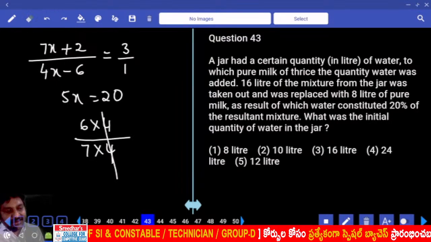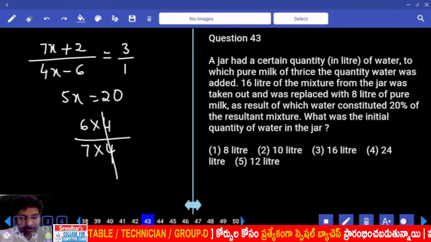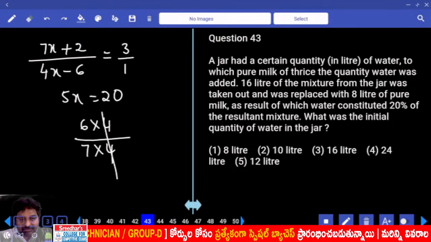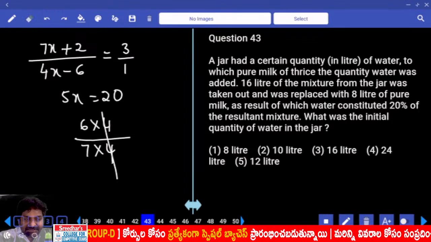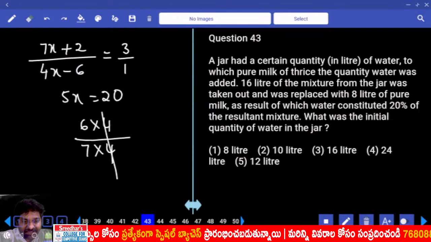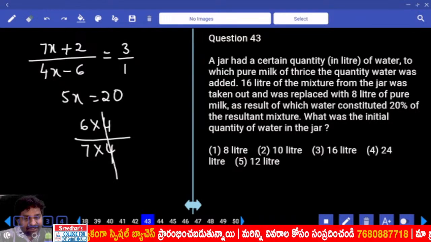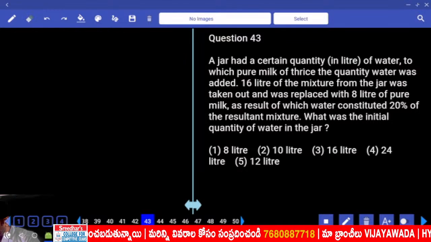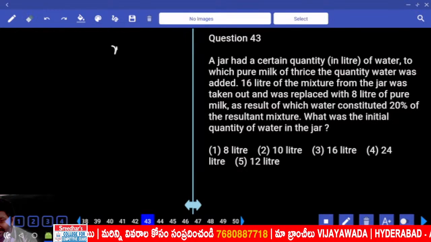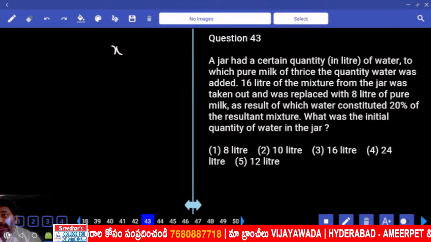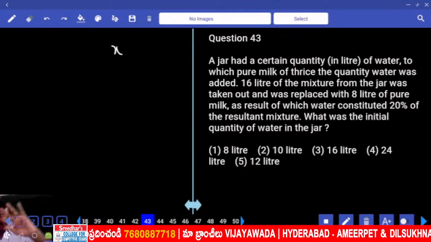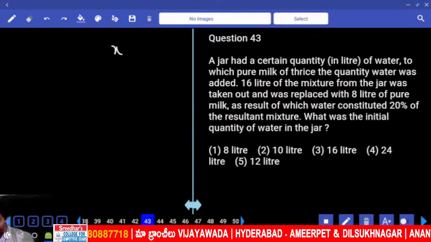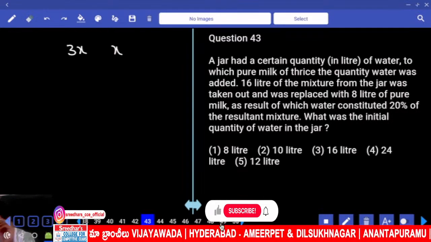A jar had a certain quantity of water to which pure milk of thrice the quantity of water was added. 16 liters of mixture from the jar was taken out and was replaced with 8 liters of pure milk. Initially we have water. We don't know how much water we have. Let it be x. To that milk is added, which is equal to 3 times the quantity of water. That means milk will be 3x.